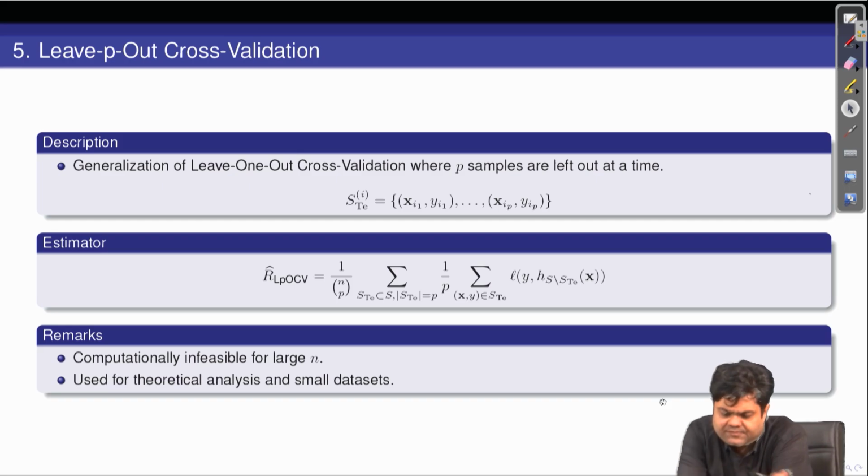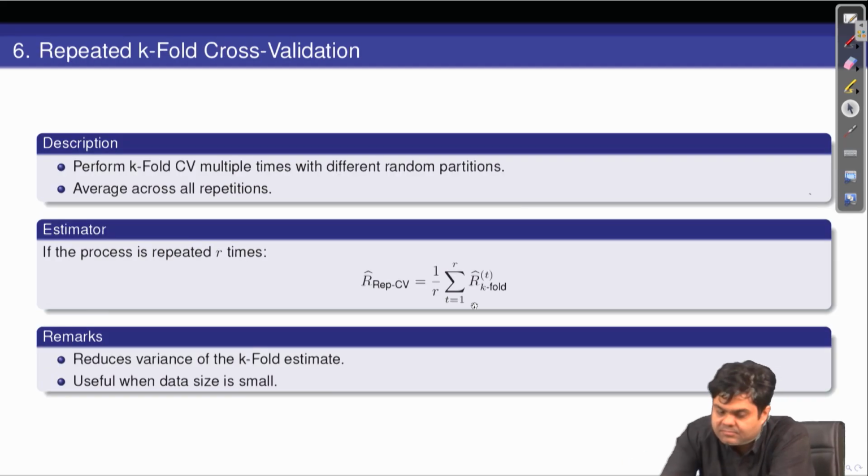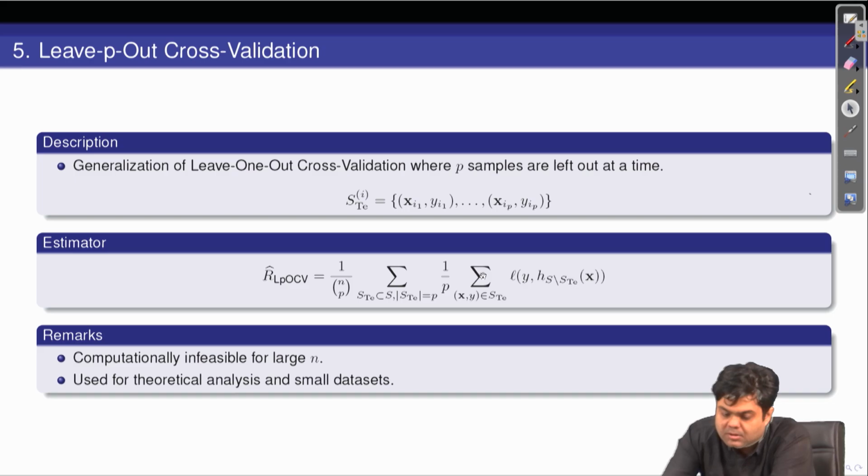So, this is your loss function. You are training on a sample of size n minus p, and testing on the p held-out samples. The model is H based on S minus S_TE, where TE, the test set, is always of size p. You test that model on this test set, and then average the loss over the whole test set.